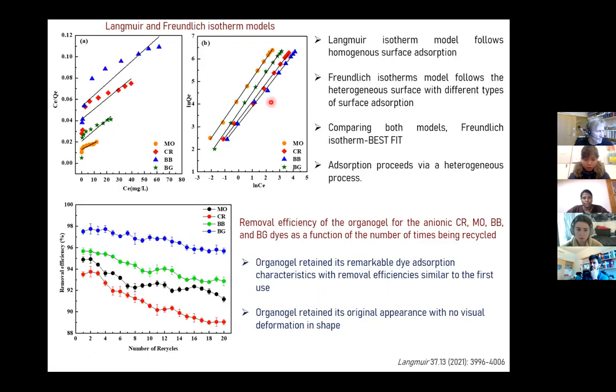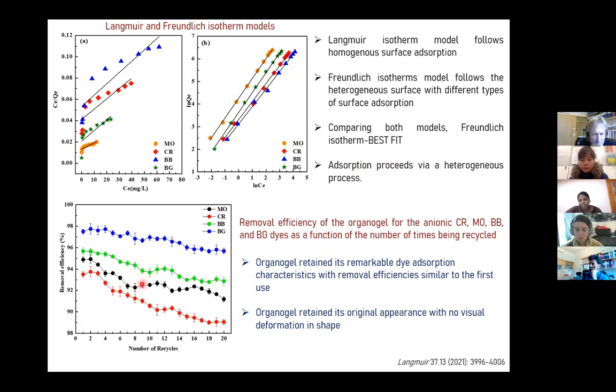And we also found what kind of adsorption isotherm it forms. If we have a Langmuir isotherm, it follows homogeneous surface adsorption, whereas if we have the Freundlich model, it is a heterogeneous surface adsorption phenomenon. So we tried to fit our adsorption profile with these adsorption isotherms of Langmuir and Freundlich, and we found that we could get the best fit for the Freundlich isotherm. And so this adsorption process proceeds via a heterogeneous process.